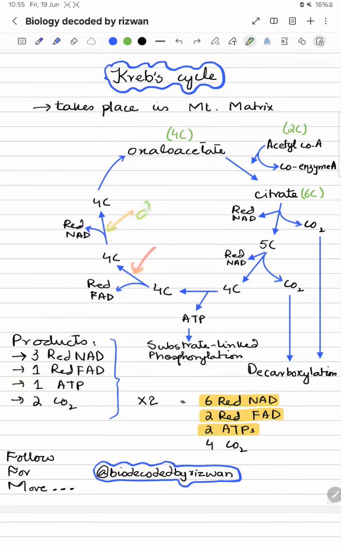Okay, after that, another molecule of reduced FAD and reduced NAD are produced, and of course, these can only be produced because of dehydrogenation. So dehydrogenation is occurring in both of these steps, and that is how reduced NAD and reduced FAD are produced before the last 4-carbon intermediate is going to regenerate the oxaloacetate. This is how the entire cycle keeps on going.